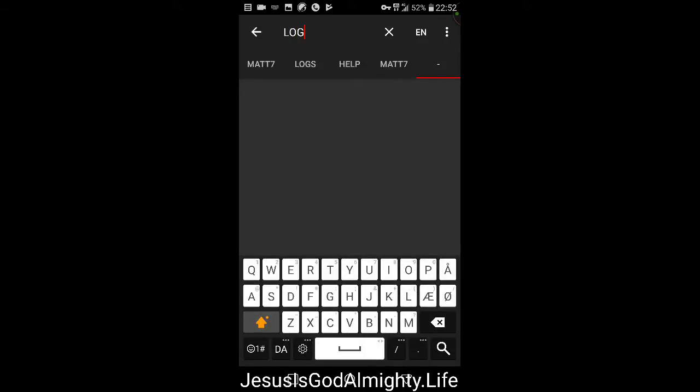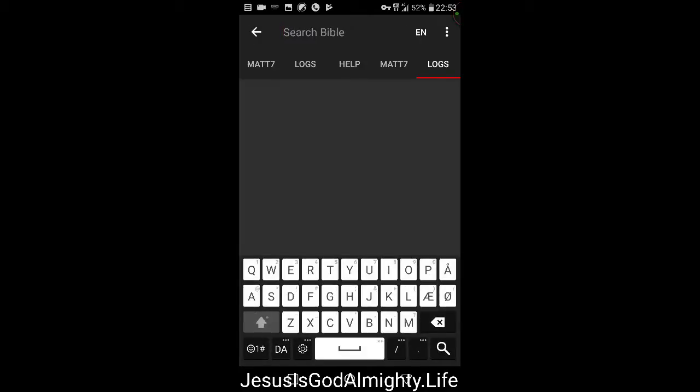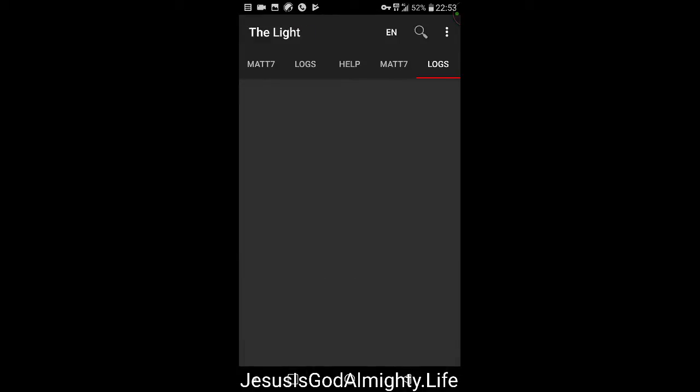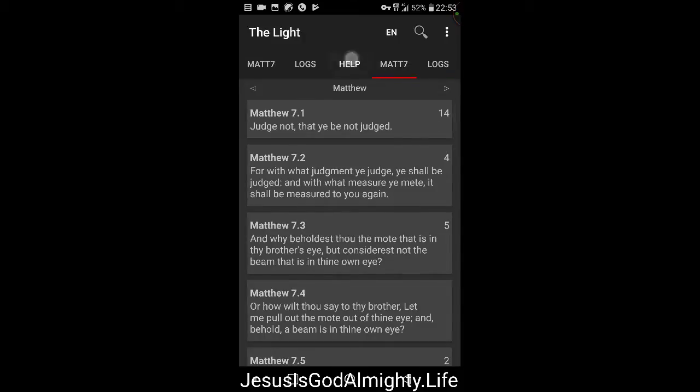Maybe I need to put it in big capital letters. No, that didn't work. Logs. No, that didn't work either. I'm not entirely sure how this application works, because you need to apparently be pretty precise on some of the things to make it work. Two seconds, I'll just need a pencil here. Works pretty good.